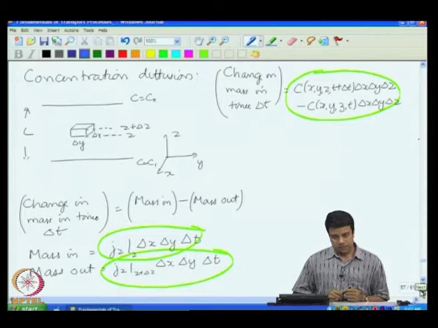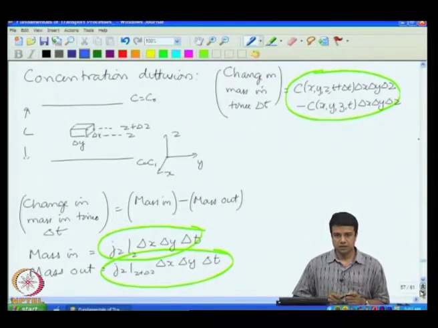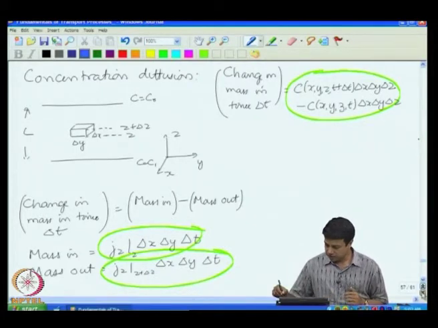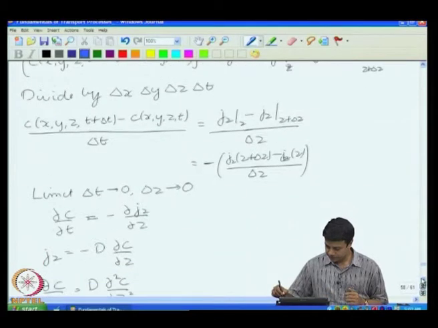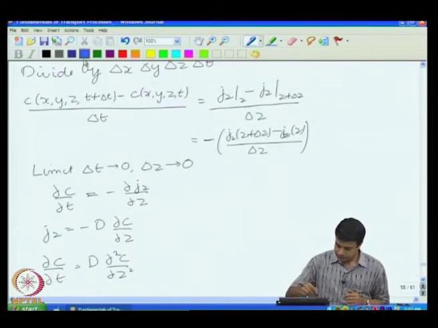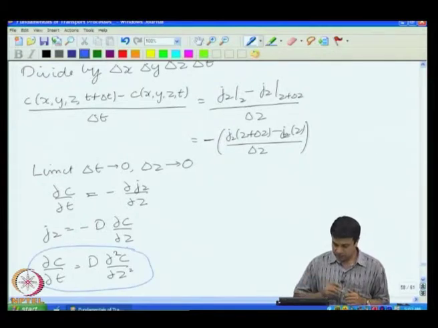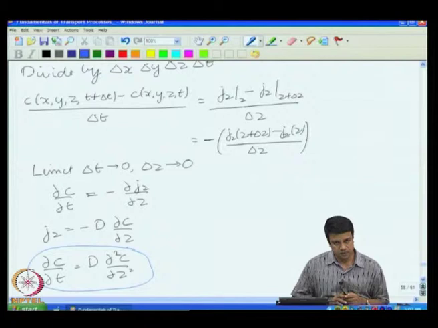We did exactly the same thing for mass. Instead of T we have C, the concentration. Instead of alpha we have D, the diffusion coefficient, and you get the exact same equation, except that concentration is substituted for temperature, and the mass diffusion coefficient is substituted for the thermal diffusion coefficient.